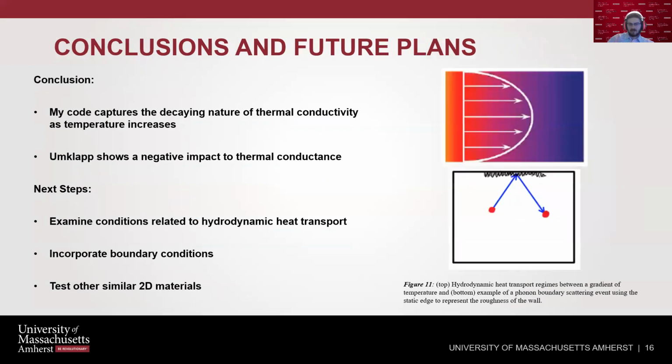Now we reach the final section of the presentation. To start off my key takeaways, I have developed stronger software development skills that allowed me to create code that solves the Boltzmann transport equation. We saw how umklapp negatively impacts the material's thermal conductance, supporting how we instead want more normal scattering for higher thermal conductivity. This is what happens in the hydrodynamic transport regime, so it is logical for us to look more into its conditions for future simulations.